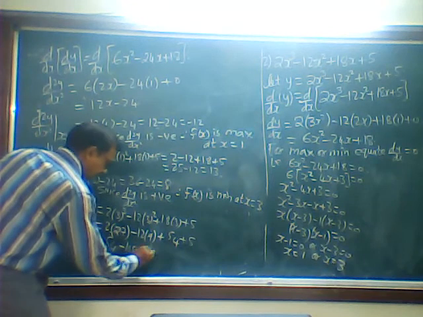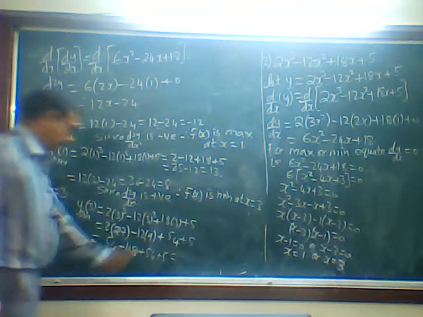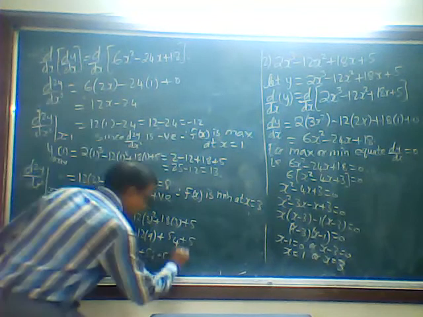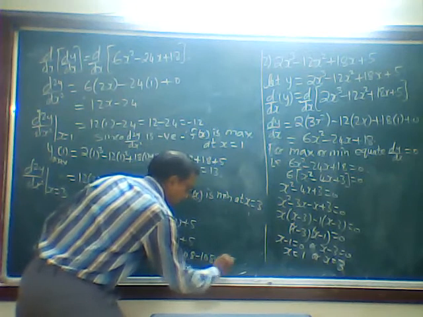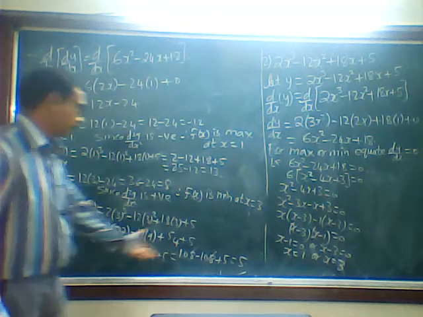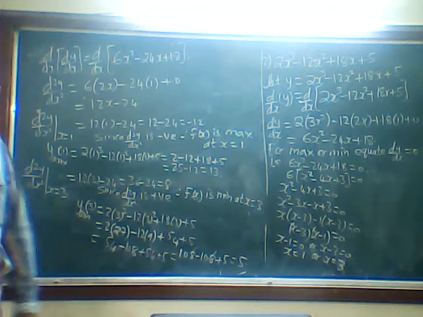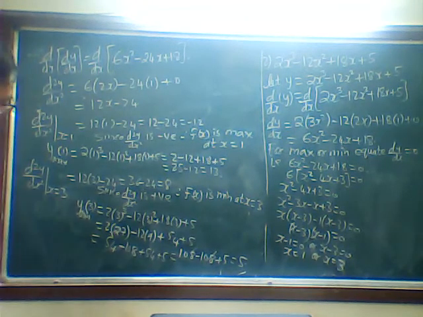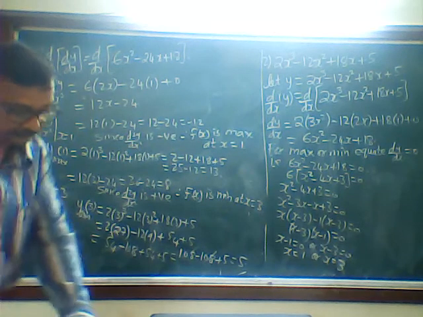Okay, plus 54 plus 5. So 54 plus 54 is 108. 108 minus 108 plus 5. So answer will be 5. So minimum value is 5, maximum is 36. So after getting the answer, we will come to know whether you are right or wrong. Got it? That is how it is.